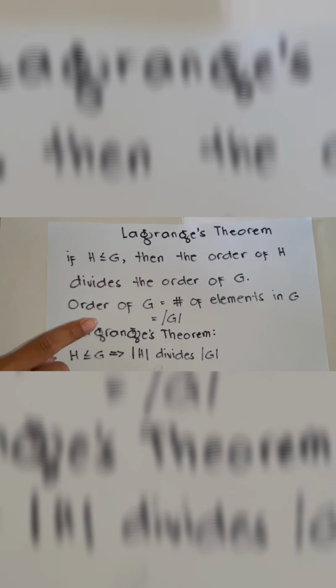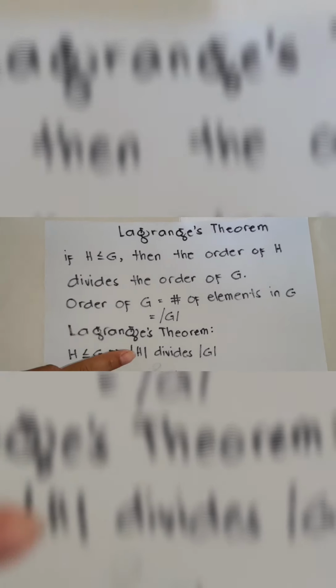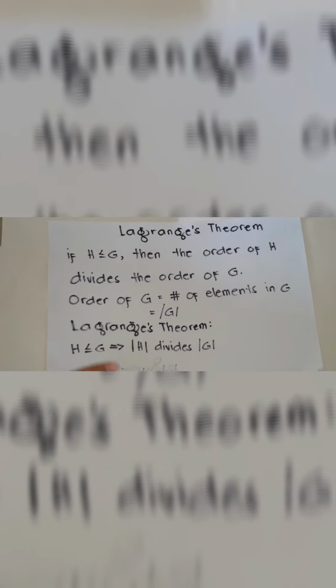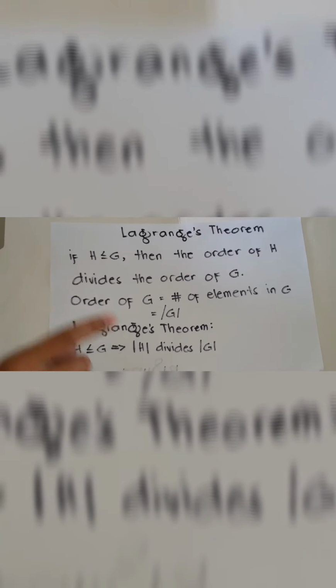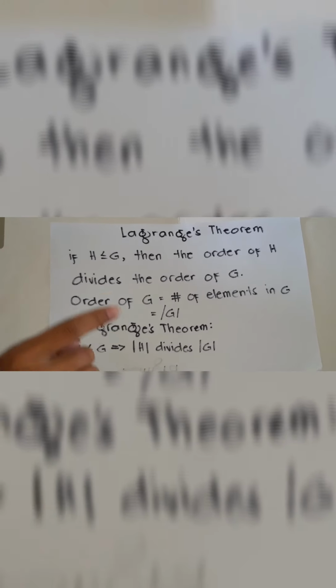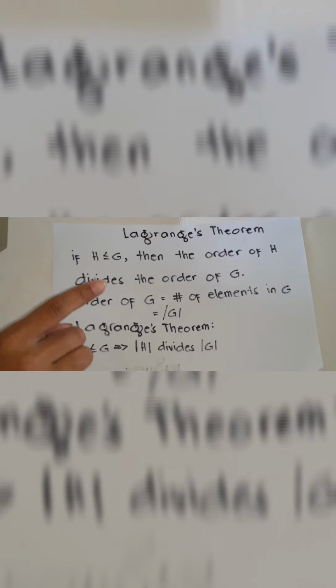The mathematician Joseph Louis Lagrange discovered Lagrange's theorem. It says that the size of a subgroup can't be just any number. Lagrange's theorem: if H is less than or equal to G, then the order of H divides the order of G. The order of G is equal to the number of elements in G.